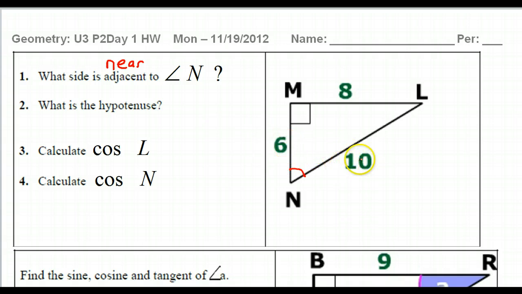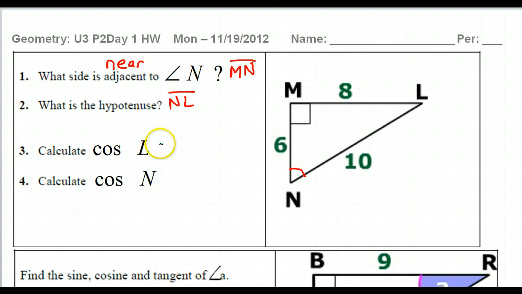Don't use the hypotenuse. That's something special. So the side that is adjacent is the MN. Okay, that's the adjacent leg. What is the hypotenuse? Well, that's NL. Okay, there's your hypotenuse.